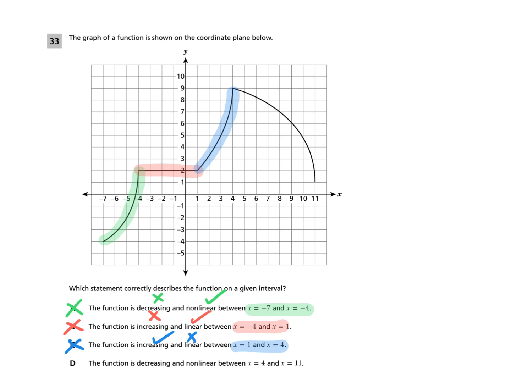And finally, the last one. It's decreasing and nonlinear between x equals 4 and x equals 11. And by process of elimination, that's the right answer. But let's see why. It's definitely decreasing. It's going down. And it's definitely nonlinear. It's not a straight line. It's a curve. So D is the right answer.